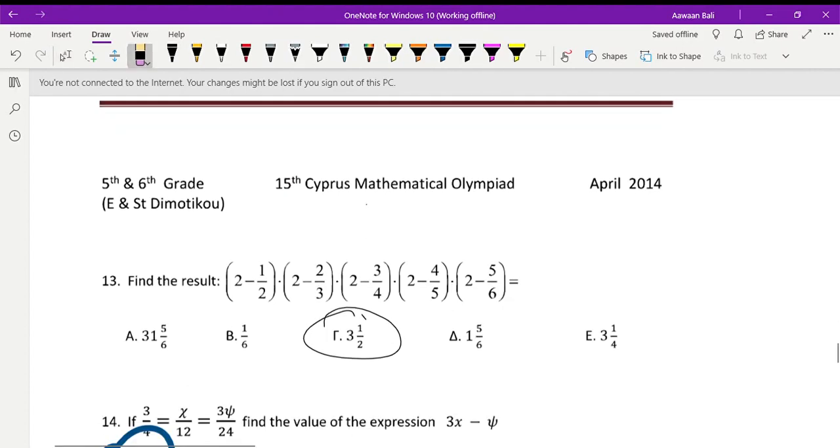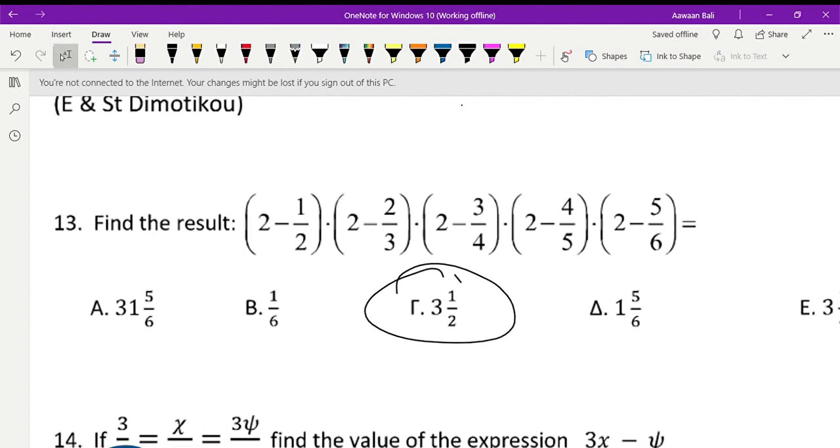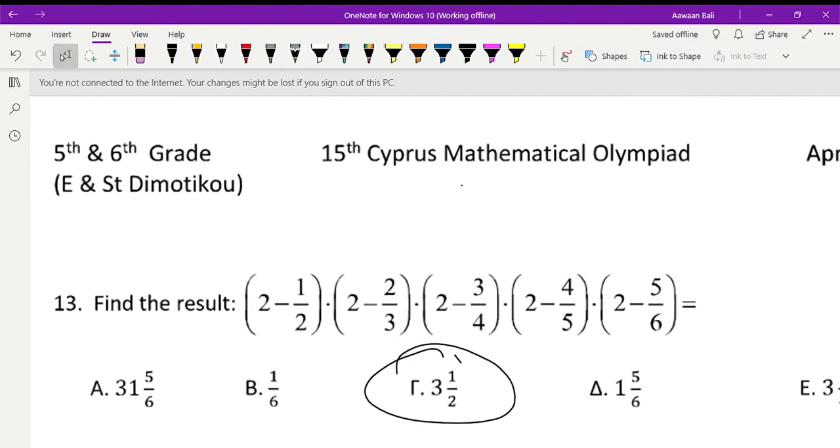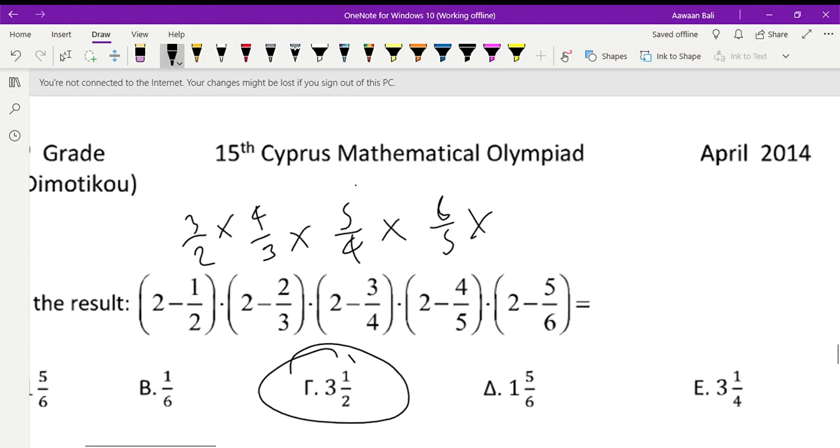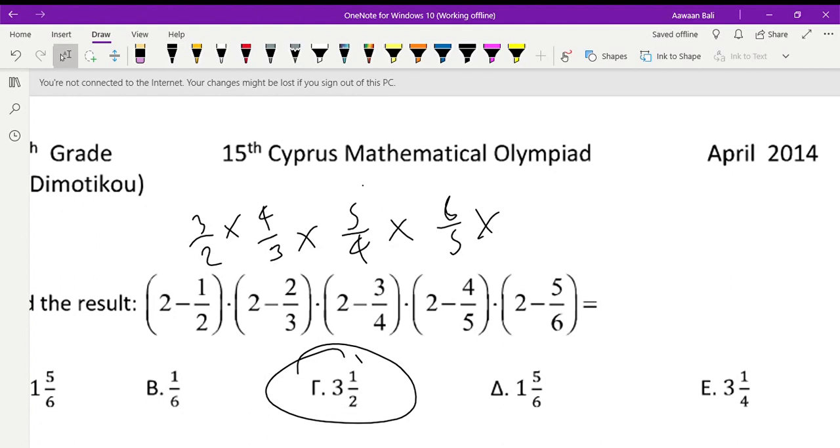Find the result of this basically. So 2 divided by a half, 2 minus a half is 1 and a half, which is 3 upon 2. So 3 upon 2 times, and basically you get the idea of how it goes on. 4 times 3, 5 times 4, 6 upon 5, and then we have 7 upon 6. So these are all the answers.